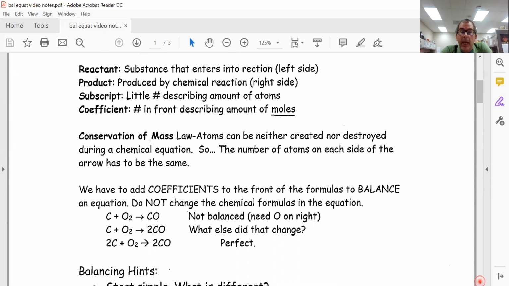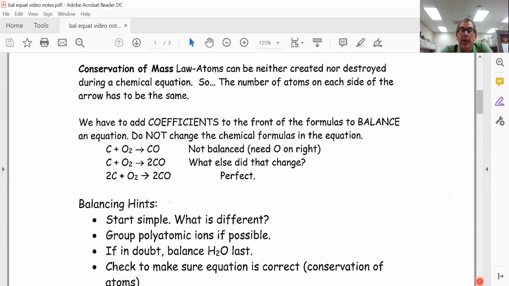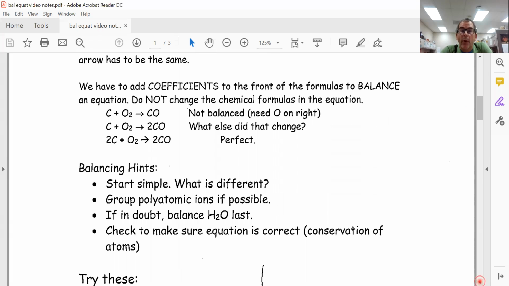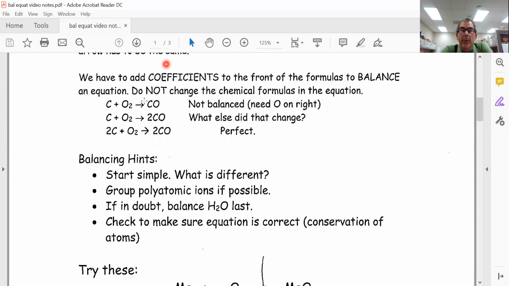Okay, so sometimes we don't have a balanced equation and we've got to change it by putting coefficients in front. We can't change this little subscript, but we can put numbers out in front, like coefficients, to make it balance. In other words, we can't change the chemical formula that's already there, but we can change how many we have, and that's what the coefficients refer to.